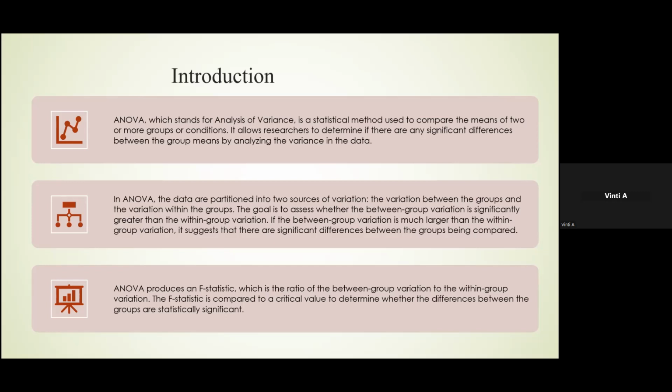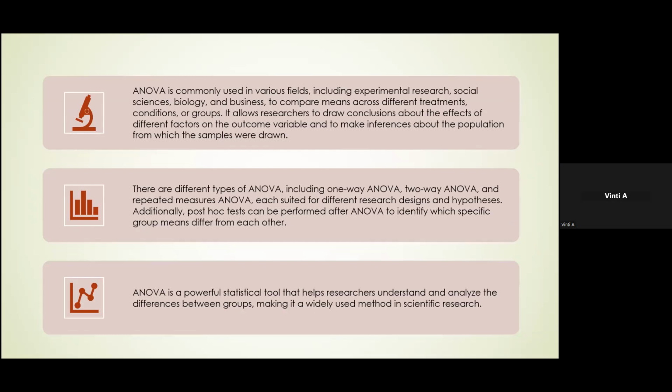So what ANOVA does is take the ratio of the between-group variation to the within-group variation. It is compared to a critical value based on the degrees of freedom, and on that basis you can say whether the difference is significant or not. The applications of ANOVA are huge. You can use it across experimental research, biology, business, farming, medical, anything, because you want to compare across different situations, treatments, and groups. You want to compare the effect of different factors, which is what we call groups, on the outcome variable, which has to be a continuous variable so that you can draw out a mean.